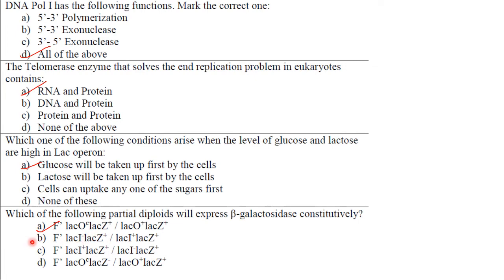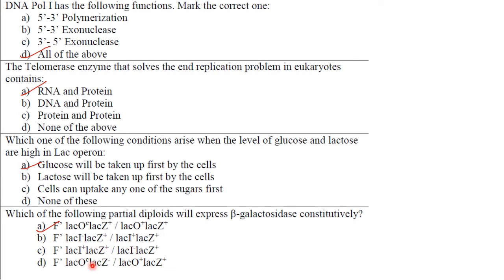And in the second case, if you see option B, repressor is mutated in this genotype, whereas here the repressor is not mutated and it is wild type. So this repressor will bind to the operator of this one and it will block the synthesis of Z plus. So here also it will not be produced constitutively. Same condition here also in option C.